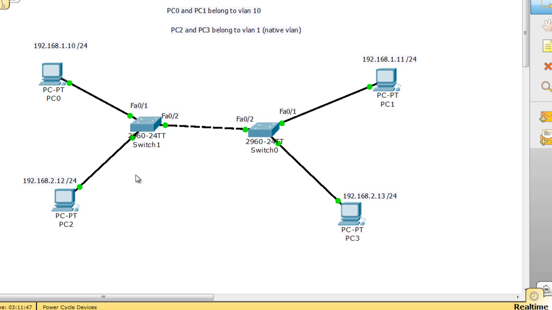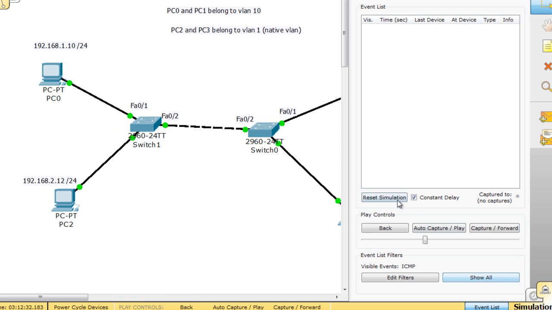And just keep in mind that only the native VLAN is the VLAN that doesn't require an 802.1q tag. And for the switch, the native VLAN is always by default VLAN 1, unless you change the configuration. So the native VLAN by default for the switches is VLAN 1. So right now let's go and do a simulation. I'm going to show you inside the packet how the 802.1q tag is inserted. So right now I'm going to go to simulation mode up here.